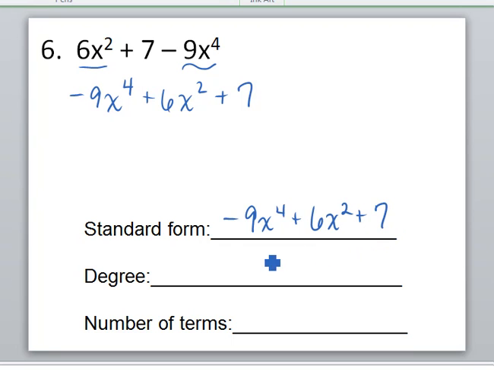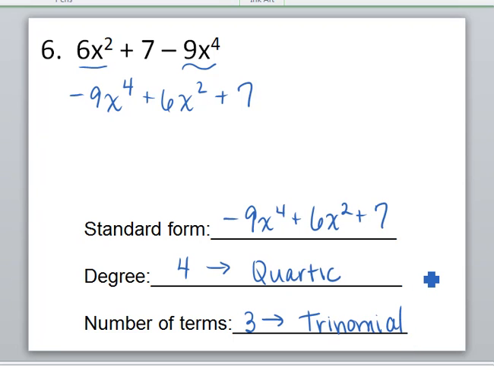The degree of this is a 4, so the highest degree is a 4. When it has a degree of 4, that's considered to be quartic. And then the number of terms, it has 1, 2, 3 terms, and so that's considered to be a trinomial. I'm going to continue some more of these examples with the next video.